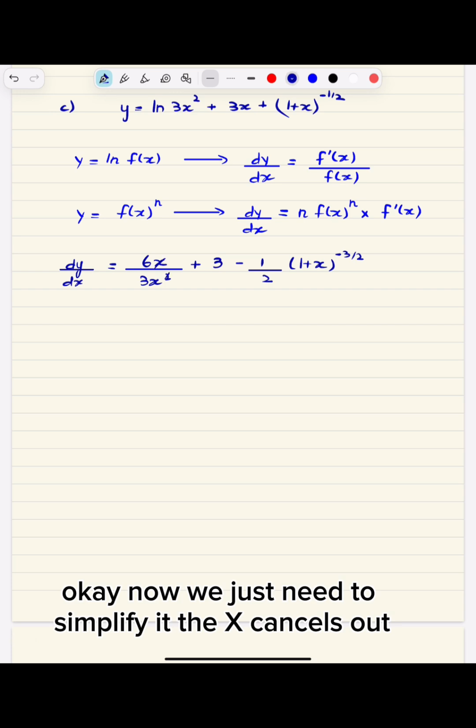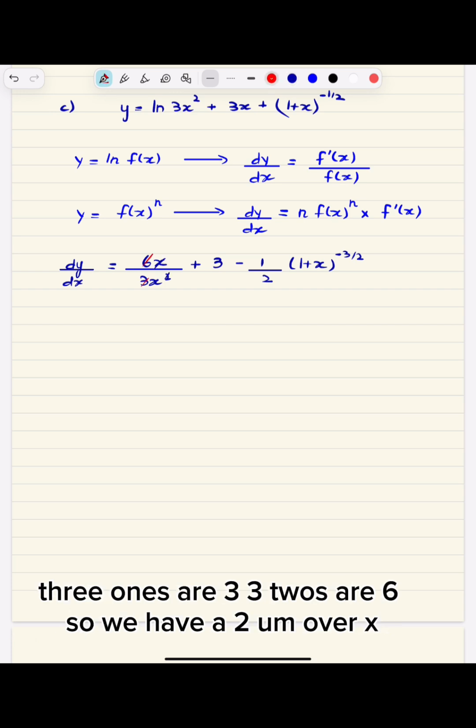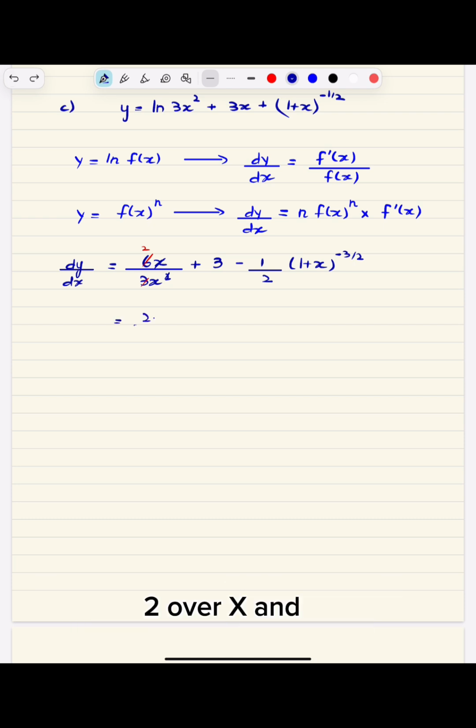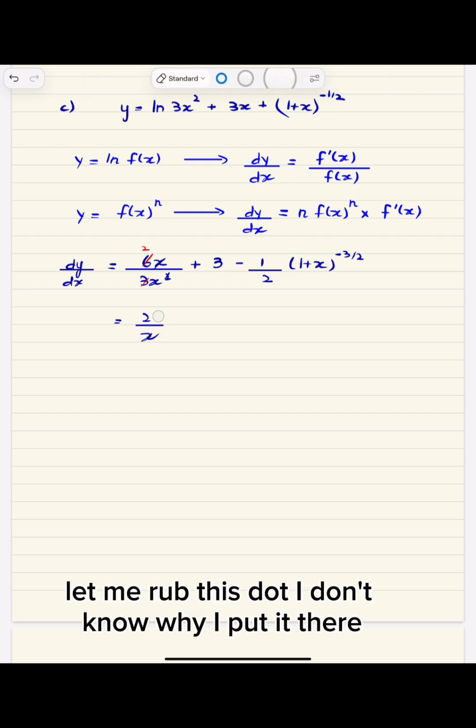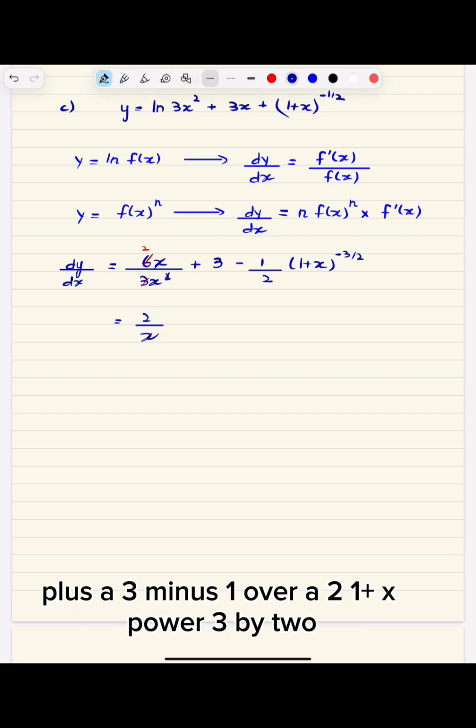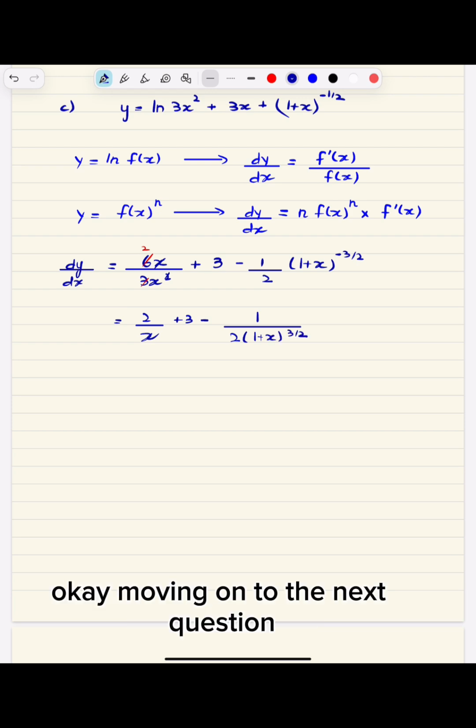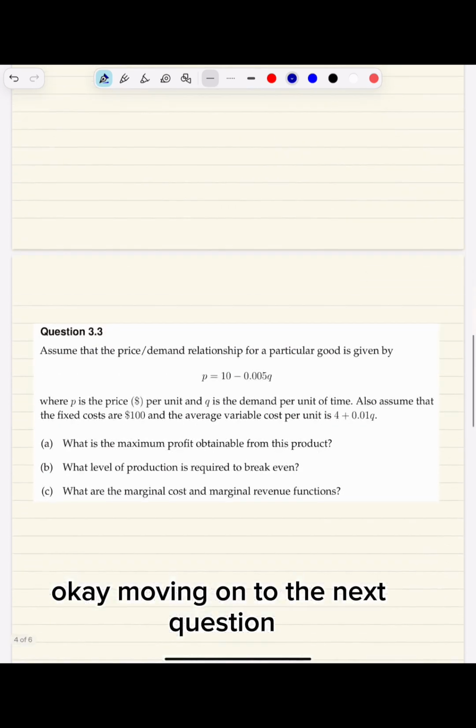Okay, now we just need to simplify it. The x cancels out, 3 ones are 3, 3 twos are 6. So we have 2 over x, plus 3 minus 1 over 2 (1 plus x) to the power 3 by 2. Okay, moving on to the next question.